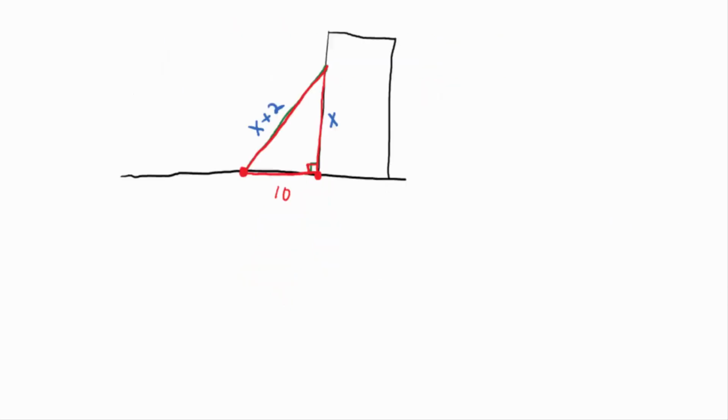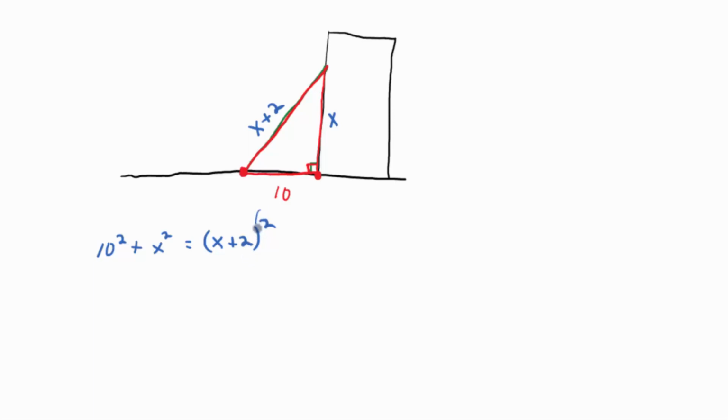Now, can you use the Pythagorean theorem to create an equation relating x plus 2, x, and 10? 10 squared plus x squared equals x plus 2 squared. That is just the Pythagorean theorem. Does everybody see that? The sum of the squares of the two legs is equal to the square of the hypotenuse. What am I going to have to do with this x plus 2 quantity squared?